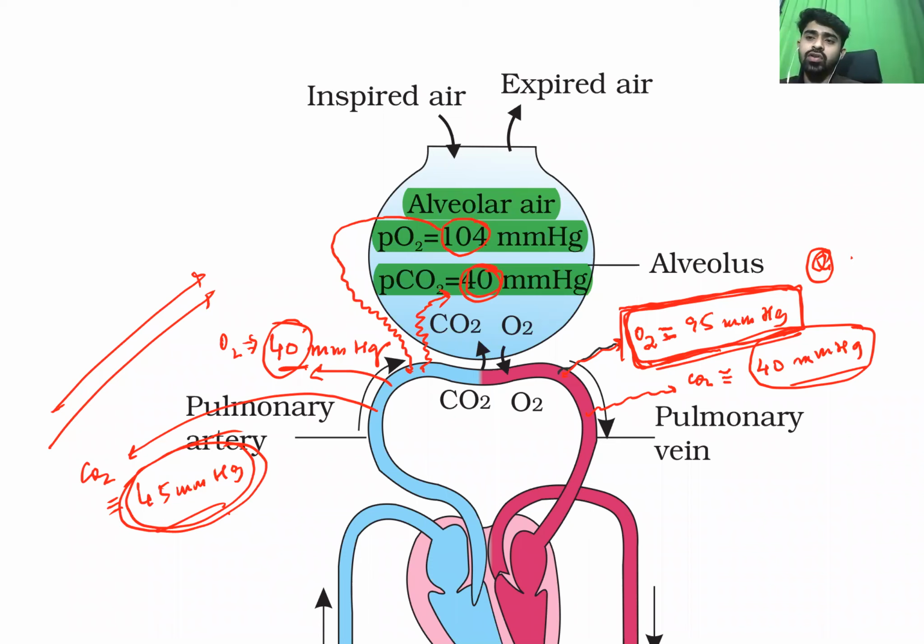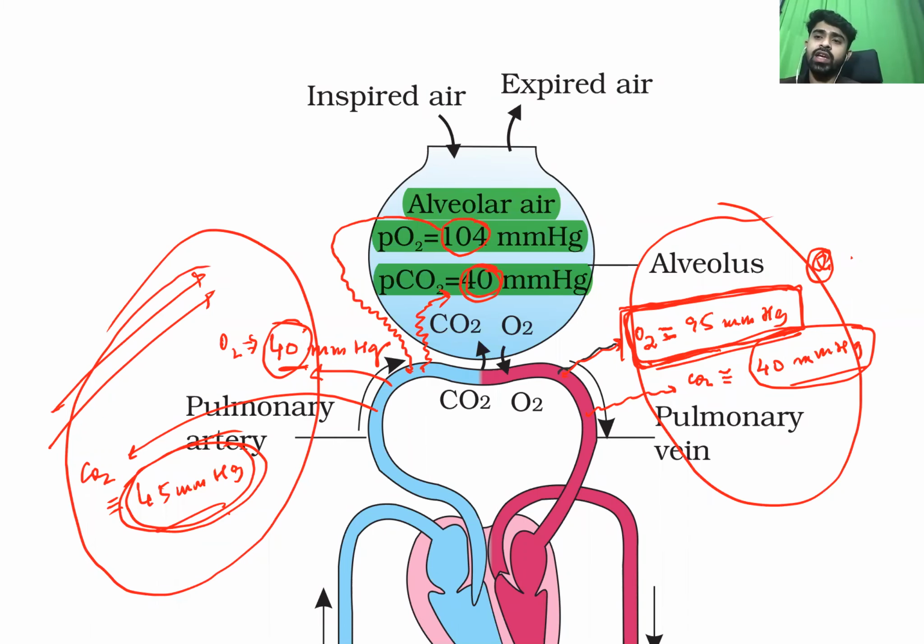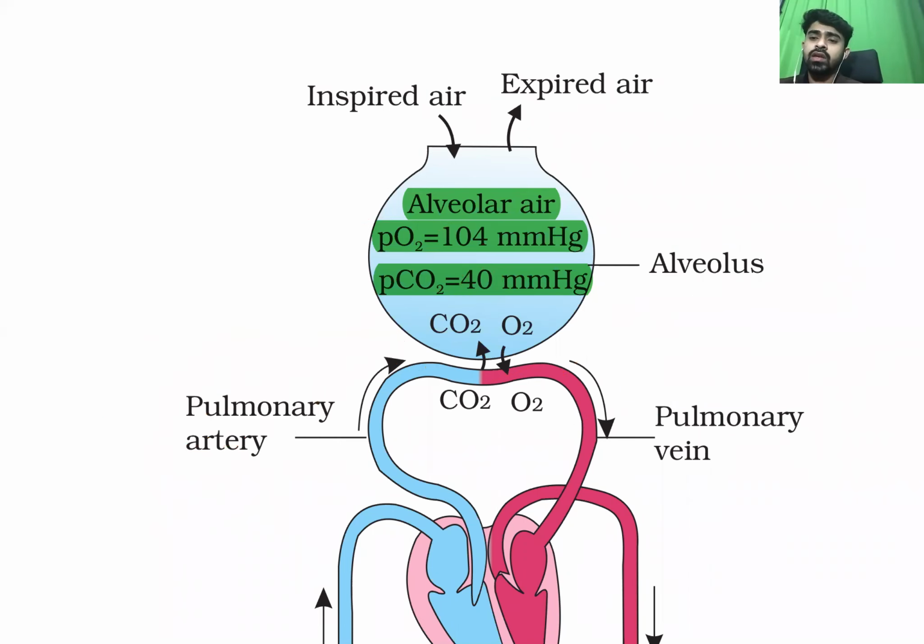Clear up to this, yes or no? Yes, sir. So you have to remember the arterial values, you have to remember the venous values, and you have to remember the alveolar air values. Okay. All right.